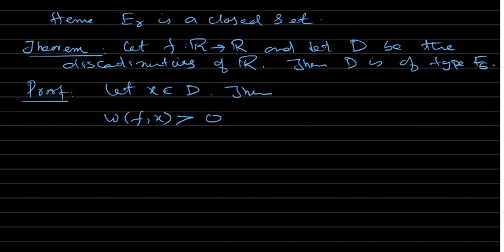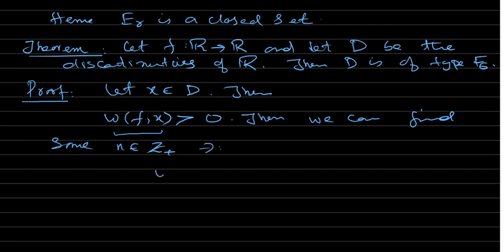Okay, so if it is a positive number, it is greater or equal to 1 over n for some n. Because this is a positive real number, we can find some n belonging to Z plus such that the oscillation of f at x is greater than 1 over n, or greater or equal to 1 over n. This is one and the same thing. If it is greater than 1 over n, then it's also greater or equal to 1 over n.